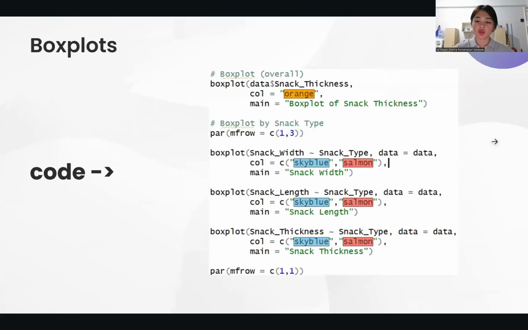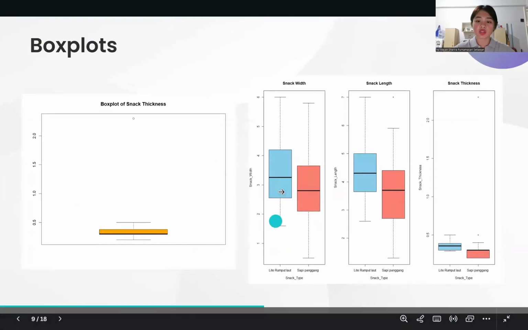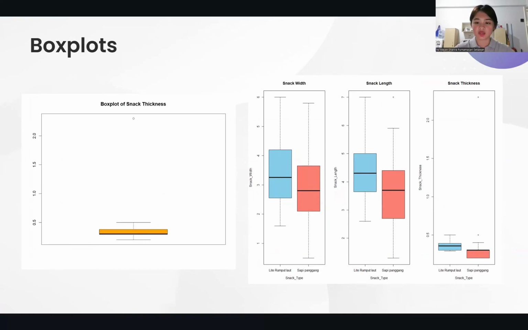Next, I create a box plot overall and by snack type. The box plot shows the median, quartiles, and outliers. Notice that type A snacks have slightly more variation in width, while type B snacks tend to be thicker overall. Box plots are great for comparing distributions across groups.